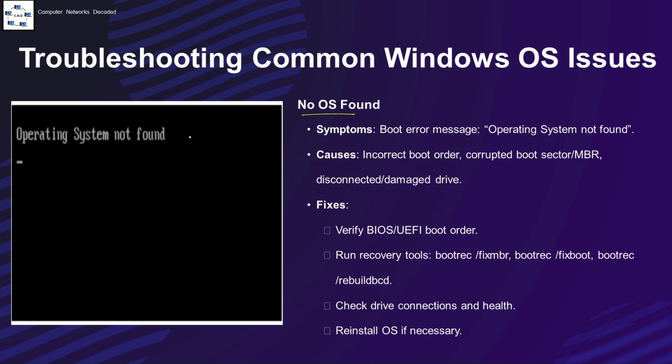Next issue is no OS found. The symptoms include a boot error message, operating system not found, such as this one. And the causes include incorrect boot order, corrupted boot sector/MBR, and a disconnected or damaged drive. We are talking about hard disk drives. Fixes include verifying the BIOS and UEFI boot order, running the recovery tools, including boot recovery/fix MBR, boot recovery/fix boot, and boot recovery/rebuild BCD, checking the drive connections and health, and reinstalling the operating system if necessary.